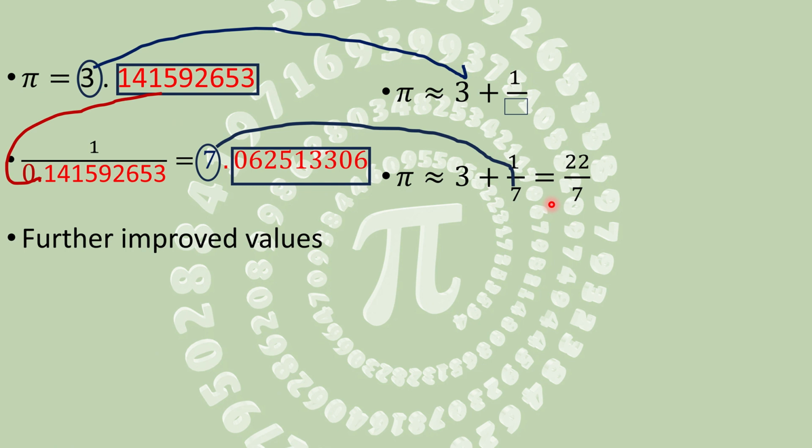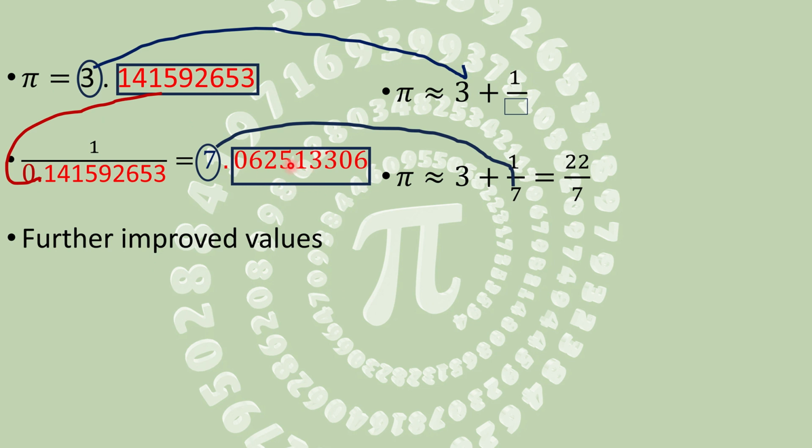Now, can we improve it? Can we get a more improved value? You see that the value of 22 by 7 is 3.1428 something, so that is correct up to 2 decimal places. Can we have 4 decimal place accuracy of pi in rational form? The answer is yes, we can do that, and that can be done by again considering the same process.